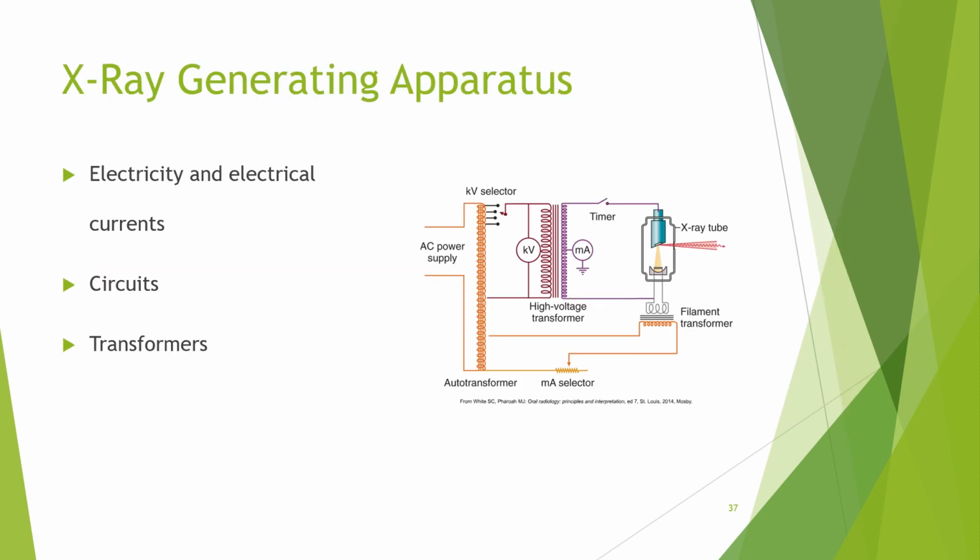Okay, so here's where things get a little bit harder to understand when we start bringing in electricity and electrical currents, but I want you to just try to stay with me. The X-ray generating apparatus is using electricity and electrical currents. We're going to be using circuits and transformers in order to understand how that electricity enters the tube head and then sends that current through that tungsten filament in the cathode in order to create X-rays, right? We have to understand how electricity goes into the tube head, how it's converted, and then how that electricity leaves the tube head, right? Okay, so here we go.